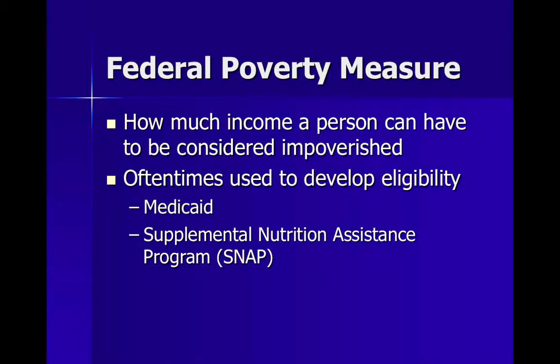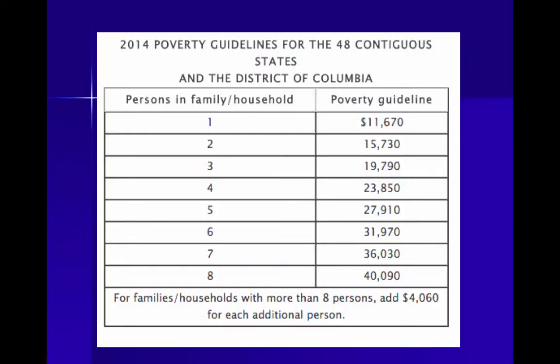Let's look at the federal poverty measure for 2014, which is determined by the U.S. Department of Health and Human Services. For a person to be considered impoverished in 2014, a person living alone in their residence could have an income of no greater than $11,670. If there are two people living as a couple in a house, they could have no more than $15,730. Not that much, right?